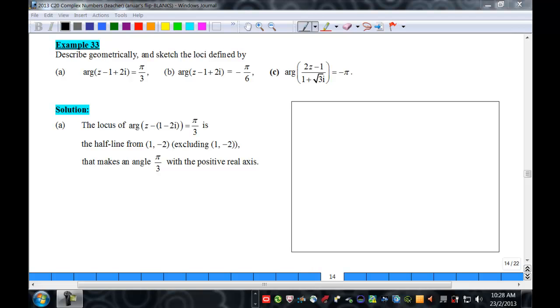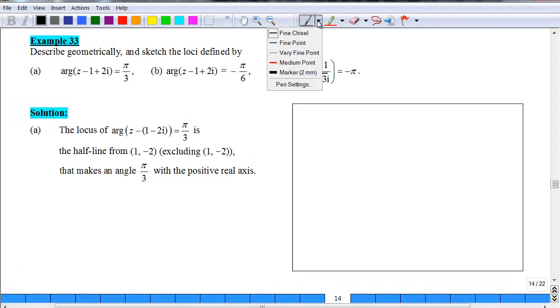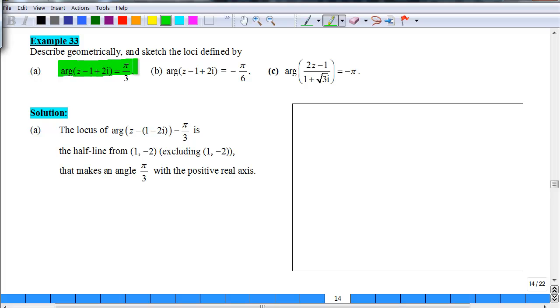Alright, let's take a look at example 33a. Now you're given this equation in this form. The argument of z minus 1 plus 2i is equal to pi over 3. So pi over 3 is 60 degrees. Right. So how do we actually draw the locus, the half line represented by this equation?